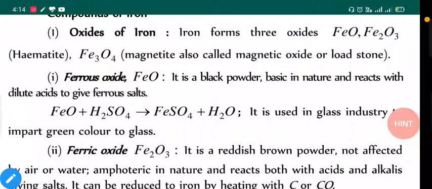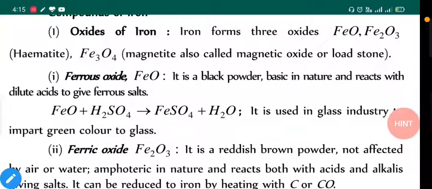Now ferrous oxide FeO is a black powder, basic in nature, and reacts with dilute acid to give ferrous salts. FeO plus H2SO4 gives FeSO4 and H2O. FeSO4 is a light green colored crystalline substance, so it is used in the glass industry to impart green color to glass. Individual ions normally have their definite colors. Usually Fe2+ gives green color, whereas Fe3+ gives red color.